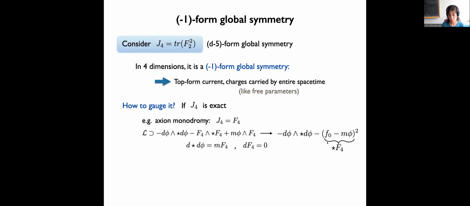Okay, but you can also break them, and breaking them seems confusing because this is a top form current, so it seems that it's always conserved. So what does it mean to break this -1 form symmetry? What does it mean to have a -2 form object? No?